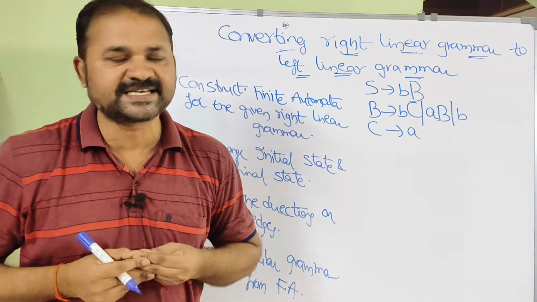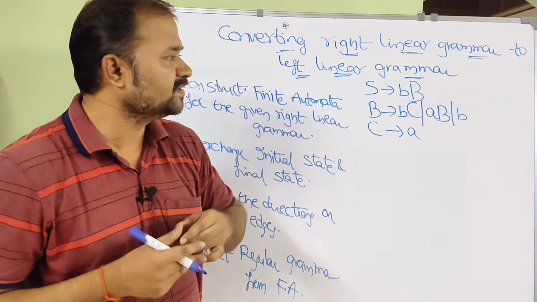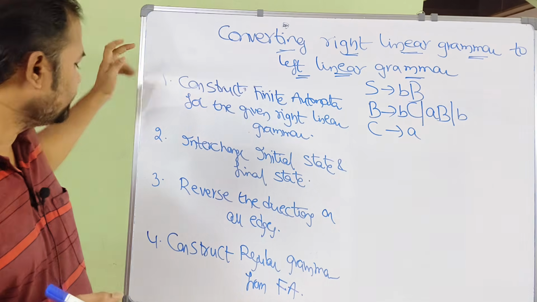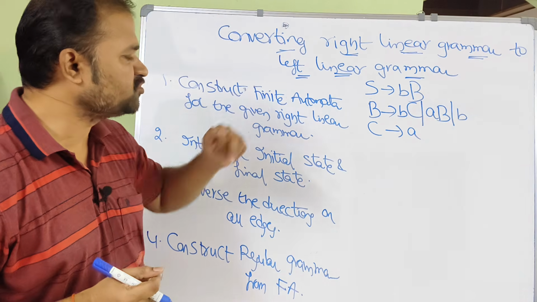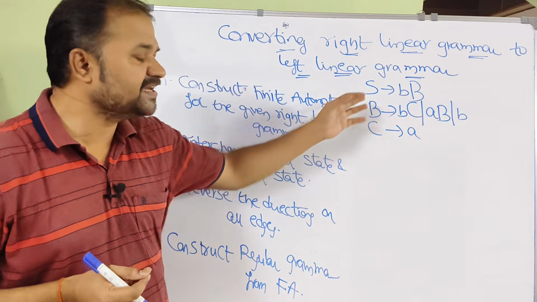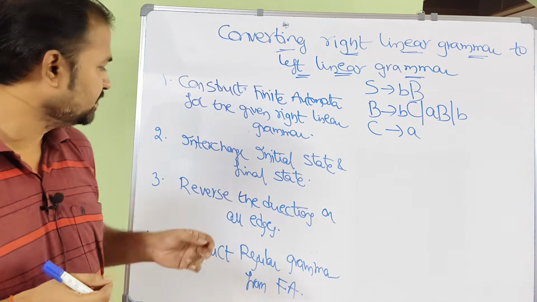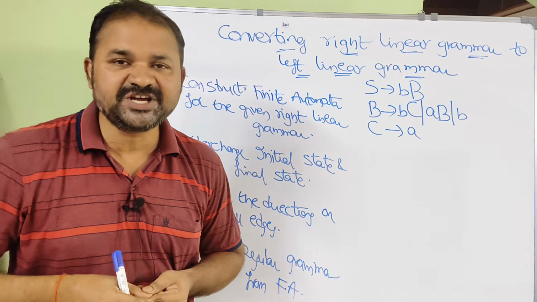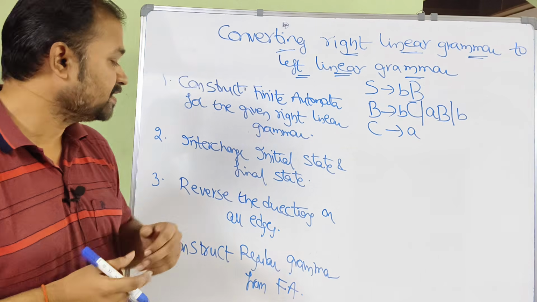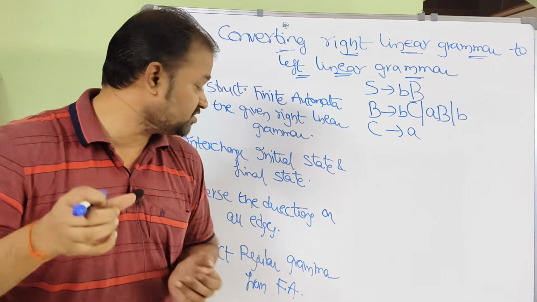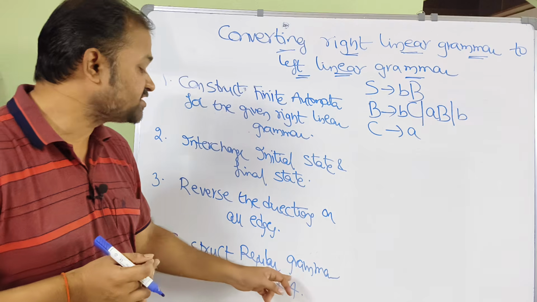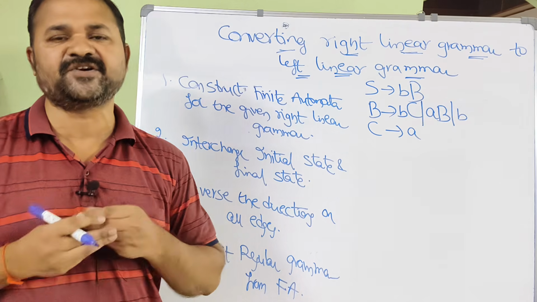Now let us discuss converting right linear grammar to left linear grammar. Here we have 4 steps. The first step is to construct a finite automaton for the given right linear grammar. Second step, interchange the initial and final states. Third step, reverse the directions on all the edges. Fourth step, construct a regular grammar from the finite automaton.